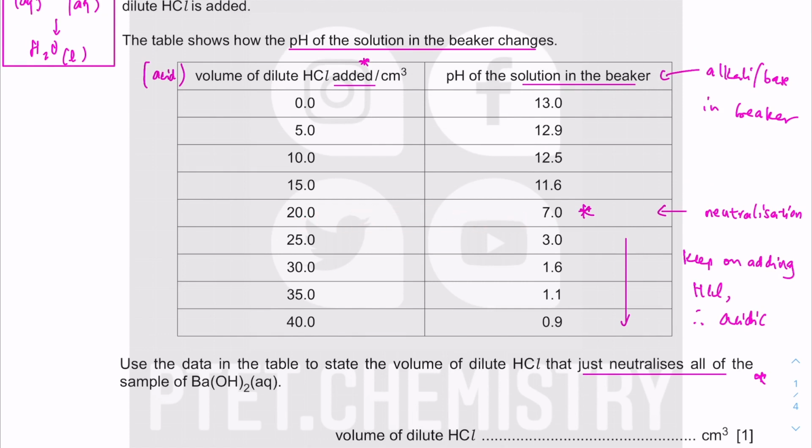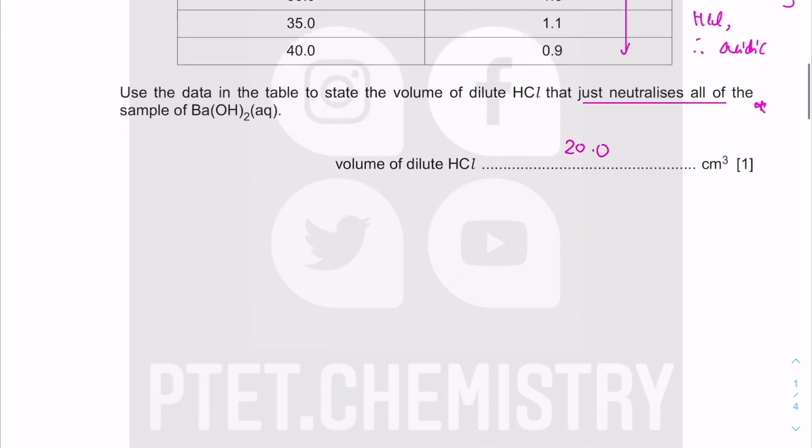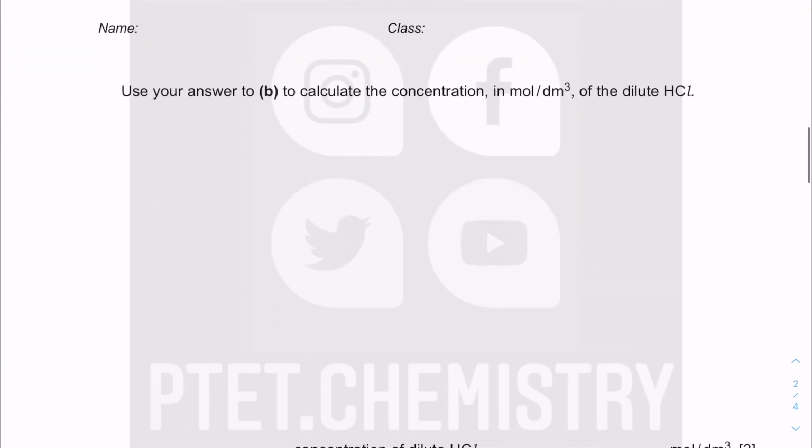So there's 20.0 cm cube, because this is the unit for the volume here. So there's 20.0 cm cubes already given in the question. This is just reading data processing. On to the next part of the question. They say use your answer to B to calculate the concentration in mole per dm cube of the dilute HCl.